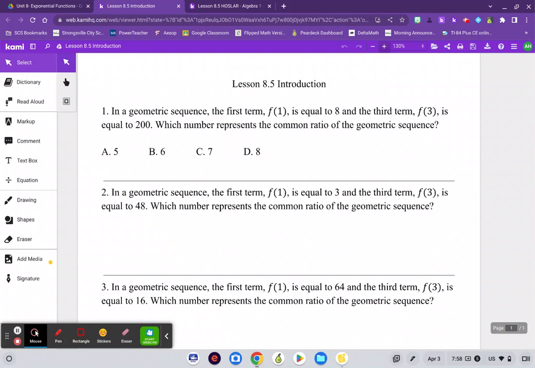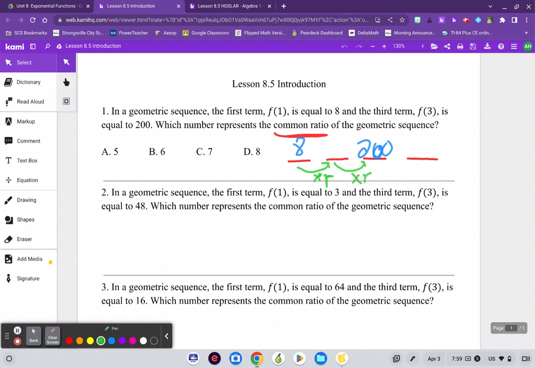Problem 1 says, in a geometric sequence, the first term, f of 1, is equal to 8, and the third term, f of 3, is equal to 200. Which number represents the common ratio of a geometric sequence? If I were to create a table or a list of numbers, the first number in my list would be 8, and the third number would be 200. I have to figure out, what can I multiply 8 by, twice times r, and then multiply that number times the same r to get to 200.